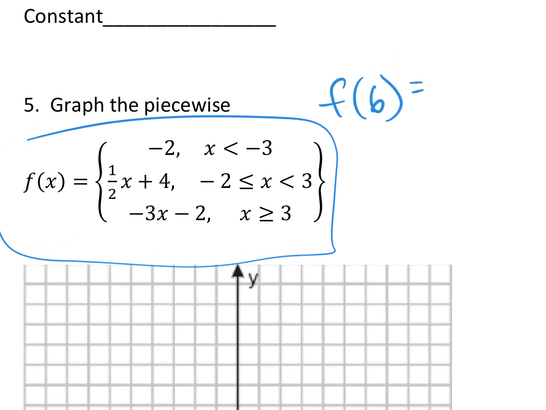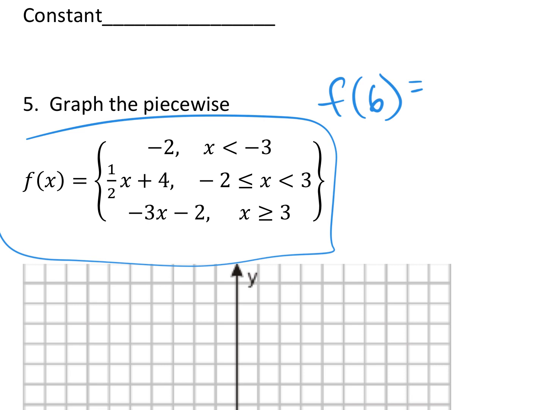Plug in 6. So which part would I plug in 6 to? X. Yeah, but I have so many x's here. On the ones that show greater than or less than. Awesome. So which piece does this belong to? First, second, or third? Third. The third, because this is the one that's talking about x values that are greater than 3. 6 is greater than 3, so I have to plug it into the third piece. So here I have -3 times 6 minus 2. So -18 minus 2 would be -20. So my answer here would be -20.